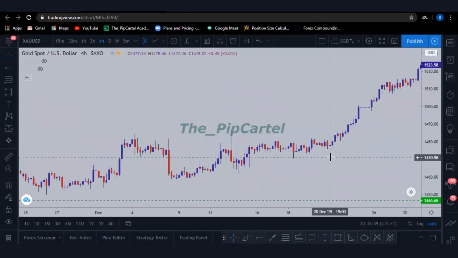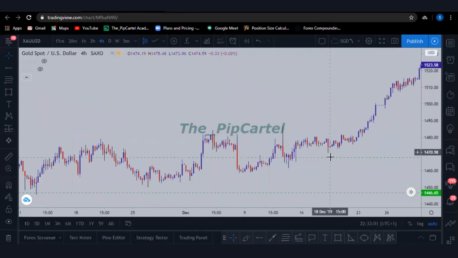So this is basically how institutional guys look at the markets. This is how they trade. This is what they see. So you want to trade just like the way they do.